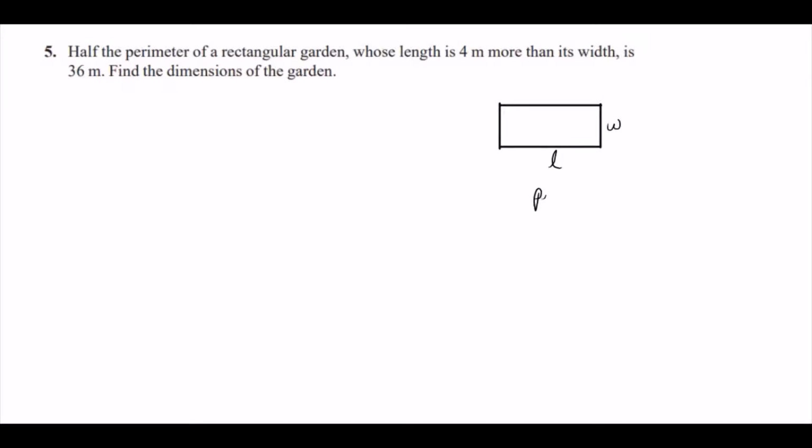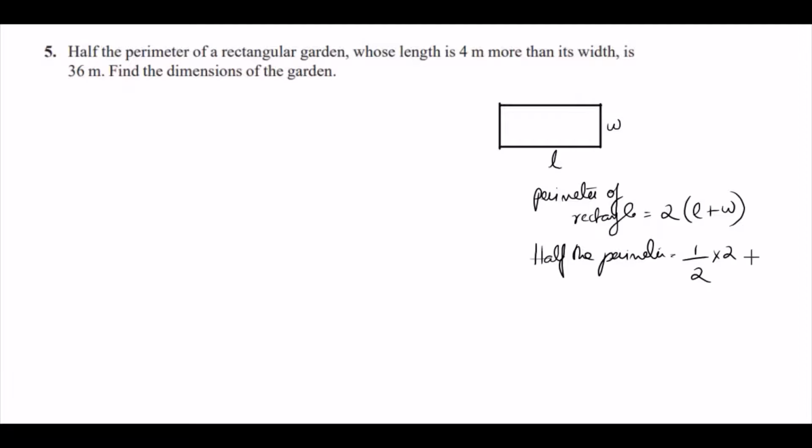So you know the perimeter of a rectangle is 2 into length plus width. That is 2 into length plus breadth. So here it is given half the perimeter of a rectangular garden is 36 meter. So half the perimeter means half of 2 into (L plus W), that is L plus W. So this is the half the perimeter of the rectangular garden. We have to find the dimensions of the garden, that is the length and the width.